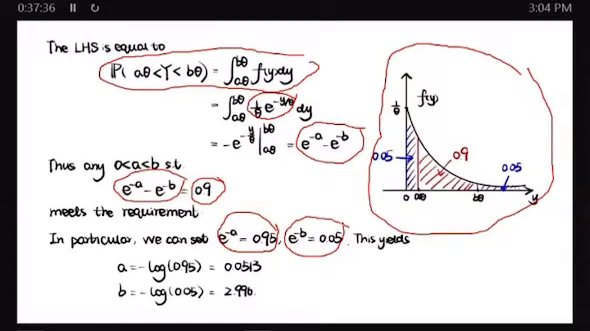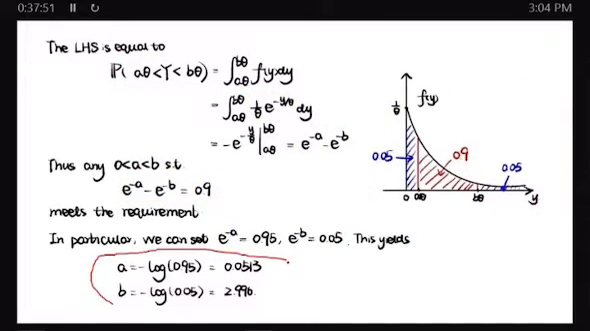Okay, I can let that equal to that and that equal to that. Then I can take the log of both sides to obtain the values of A and B. And of course, when you do that, you find yourself right here. The values of A and B can be determined to be that. A is 0.0513 and B is 2.996. Okay, so take a look at that.